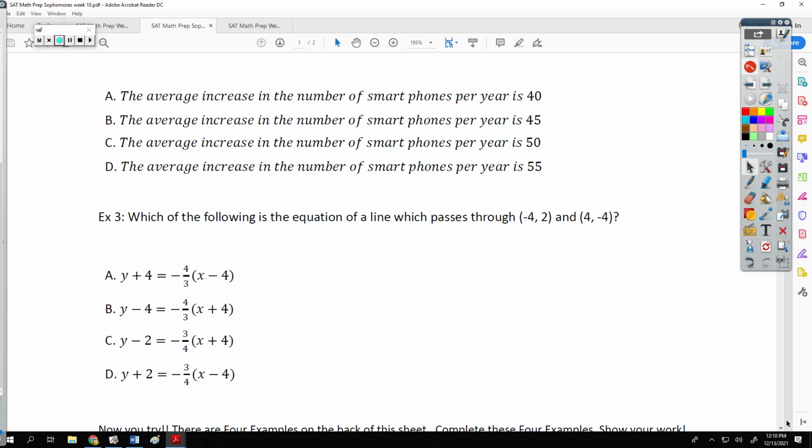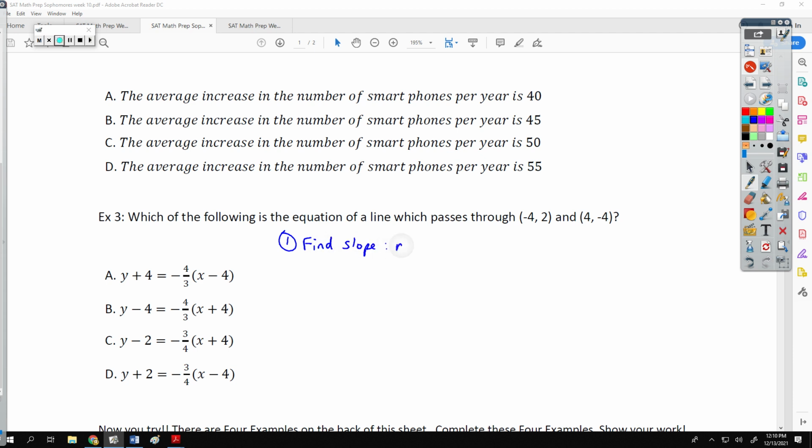Okay, which of the following is the equation of a line which passes through the points (-4, 2) and (4, -4)? Now, in order to find the equation of a line, we need to know two things: slope and a point. Right now we have 2 points. So step 1 in this process is to find the slope.